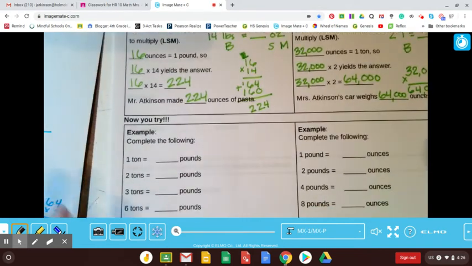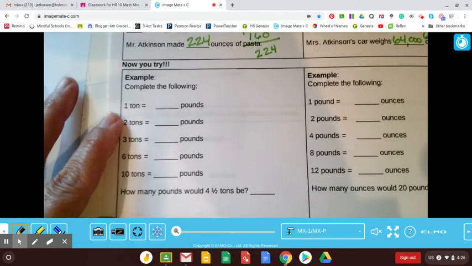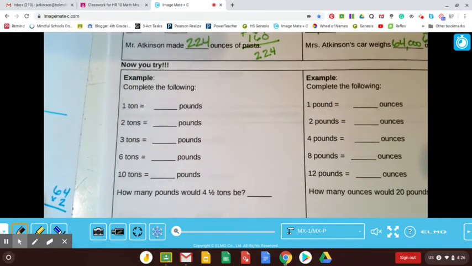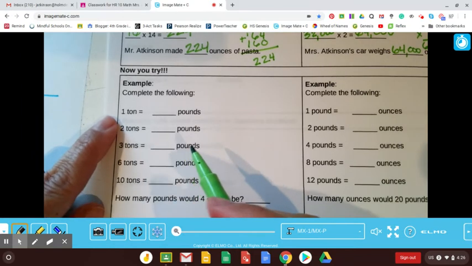Good job. All right, so now we're going to try some examples together. Let's take a look. You may even notice a pattern emerging for some of this.